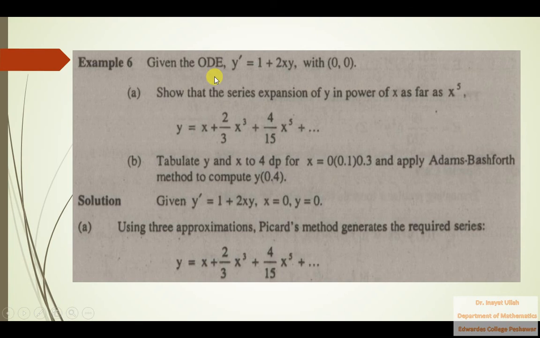So you are given this differential equation. This is the differential equation, and x naught is 0, y naught is 0. That is actually x naught, which is 0, y naught, which is 0. So using 3 approximations of the Picard method, which we have studied, how could we use the Picard method to generate the required solution, that is the solution up to x to the power 5.